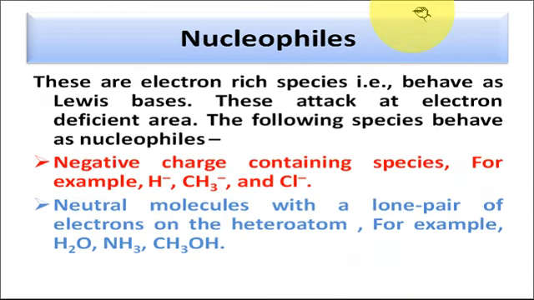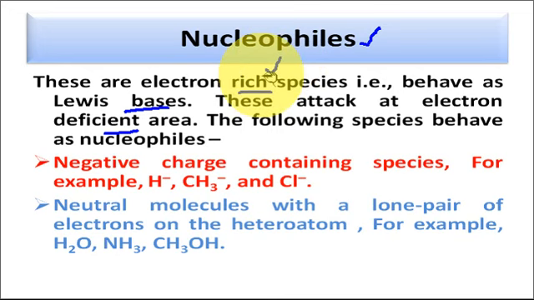Now, the second type of reagents are the nucleophiles. These are electron-rich species and behave as Lewis bases. These attack the electron deficient area. Since these are electron-rich species, they attack the electron deficient area. That means due to their electron richness, they can donate their electrons to the substrate molecule.